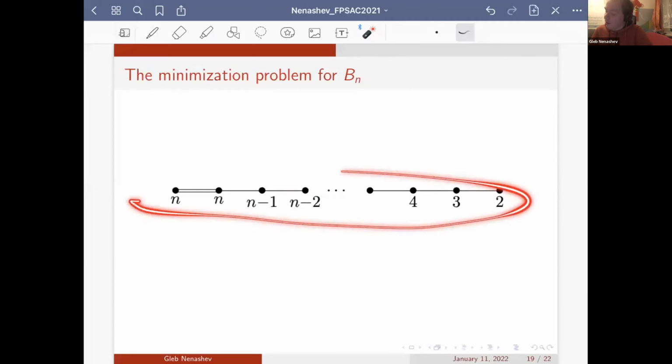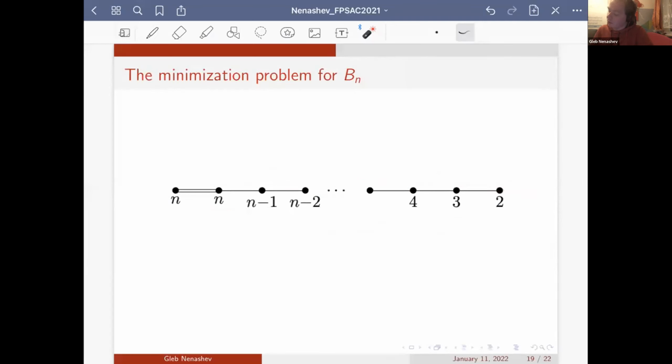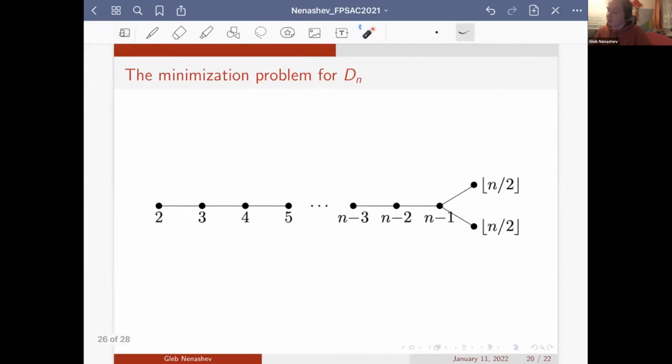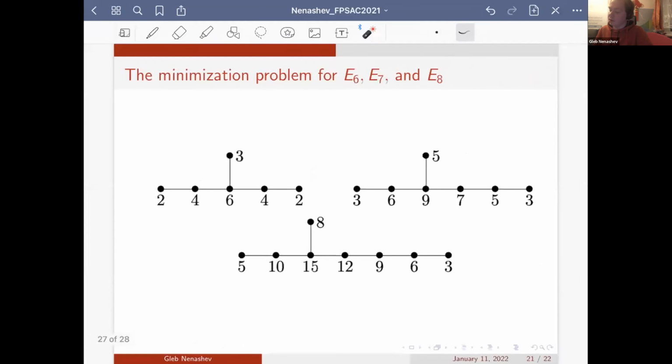Okay, so for type Bn, we have these numbers, and now you see that we have 2, and in our original problem for type A we have 1, 2, 3, but here we start 2, 3, 4, and at the other end we have n, and for type A we still have 1 at the other end. For type D we have this picture, and for E6, E7, and E8 we have these examples, and of course for other finite types we also checked this.